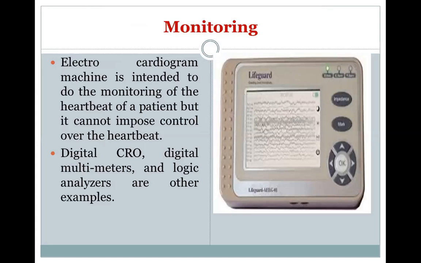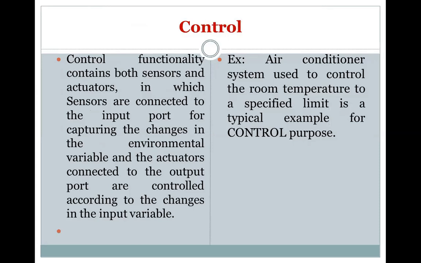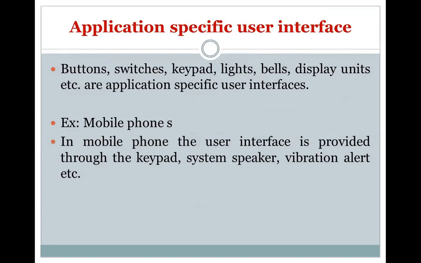Monitoring is another purpose. An electrocardiogram machine, ECG or EEG, is intended to monitor the heartbeat of a patient. Digital CRO, digital multimeters, and logic analyzers are other examples. Control functionality contains both sensors and actuators, in which sensors are connected to the input port for capturing the changes in the environmental variables. Another example is an air conditioning system. It takes the room temperature and sets the temperature to a specified limit in the AC by control.